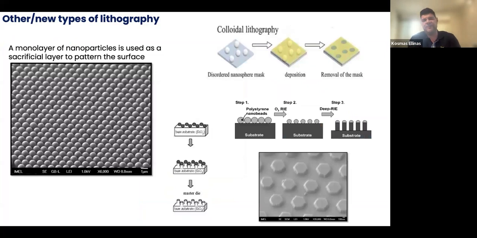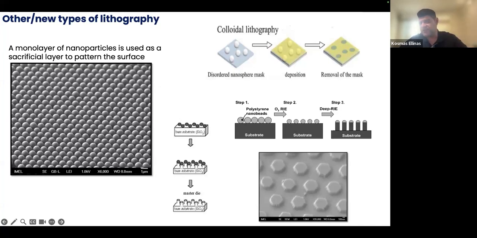Of course, there are other types of lithographies, and instead of using a mask and a photoresist, one alternative is to use colloidal particles. So in this case, you disperse on the substrate a monolayer of colloidal particles. You can find colloidal particles of different sizes, so you can have different types of particles on the surface. And then by modifying the particles, you can either deposit a film or etch the particles and create pillars.